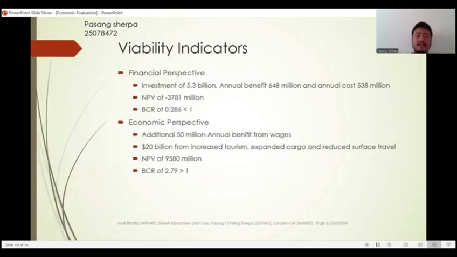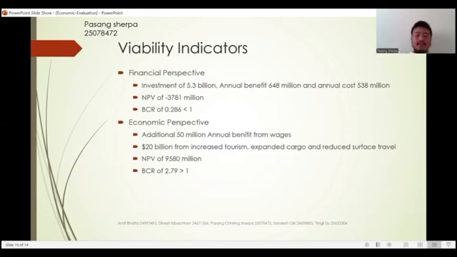So my next topic is viability indicators. The viability indicators indicate if a project is viable or not, that is, if its benefit exceeds its cost or not. It is also categorized in terms of financial perspective and economic perspective. We use net present value and benefit to cost ratio to assess the viability.